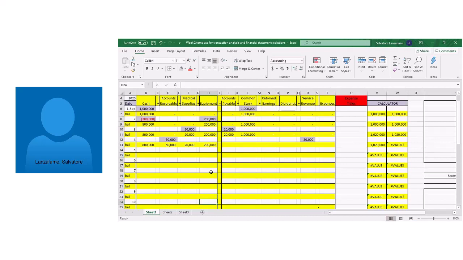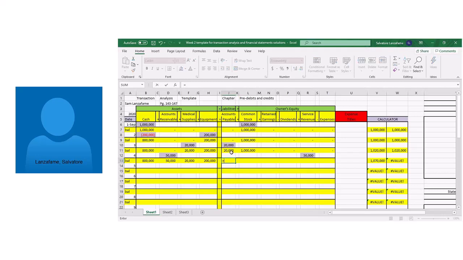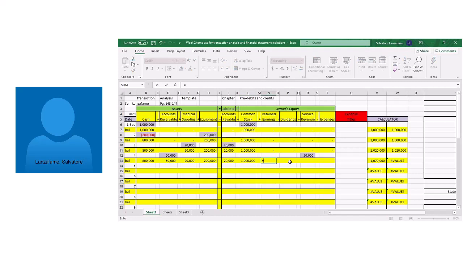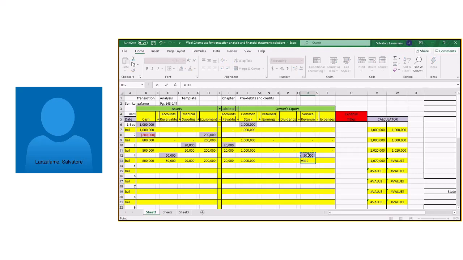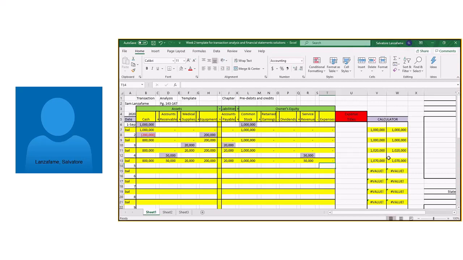I've used this form before, so it's remembering the last time I was in here. That's why those numbers are just populating on their own. Accounts payable, $20,000. Still have $1 million worth of common stock, and we've got nothing in retained earnings, nothing in dividends. My revenue is $50,000, and my expenses are $0. And as you can see, I'm in balance.